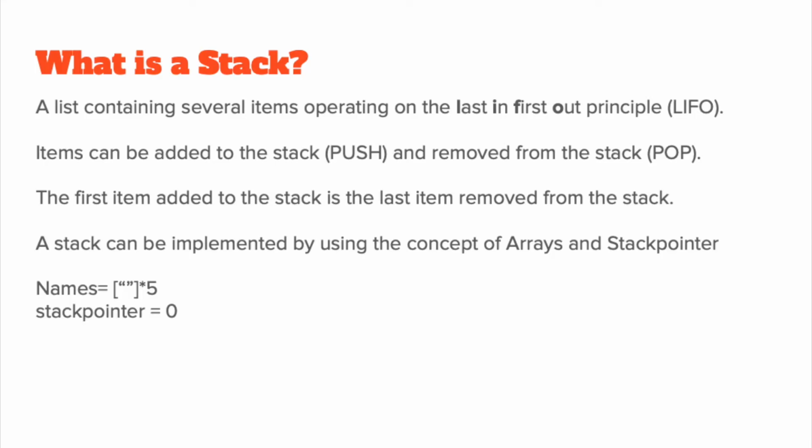A stack can be implemented by using the concepts of arrays and a stack pointer, which basically is a variable. So in Python, all you need to do is simply say names is equal to square brackets, in this case times 5, so it's got 5 items, that's all it needs to have. And a stack pointer, which is going to be set as 0 because index location 0 is the starting point. Now every time I add to this array, I can increment the stack pointer by 1, and every time I pop or remove something from the array, I can just decrease the stack pointer by 1. I don't need to physically remove values from the array. I just need to play around with the pointer, and when I want to add a new value, it'll just override the previous one if there is one in the array.